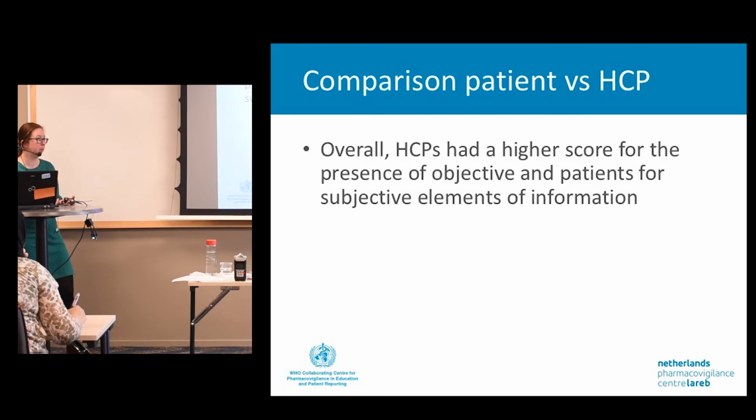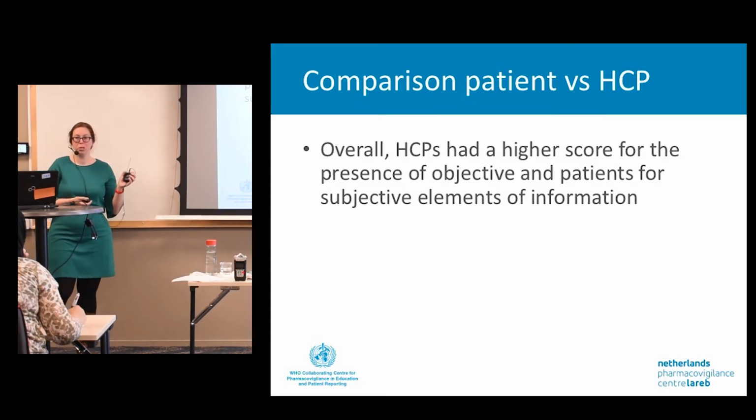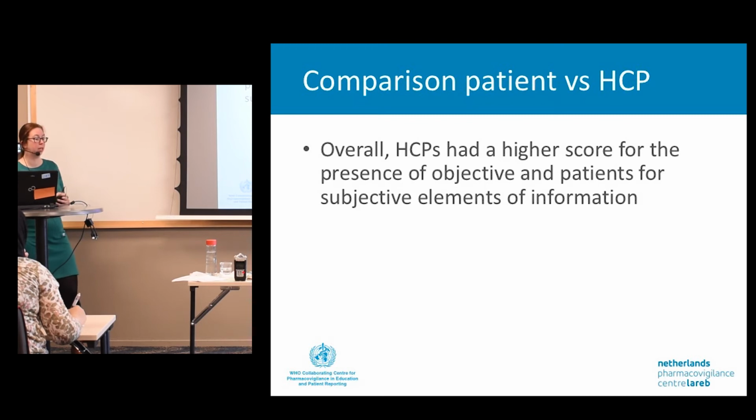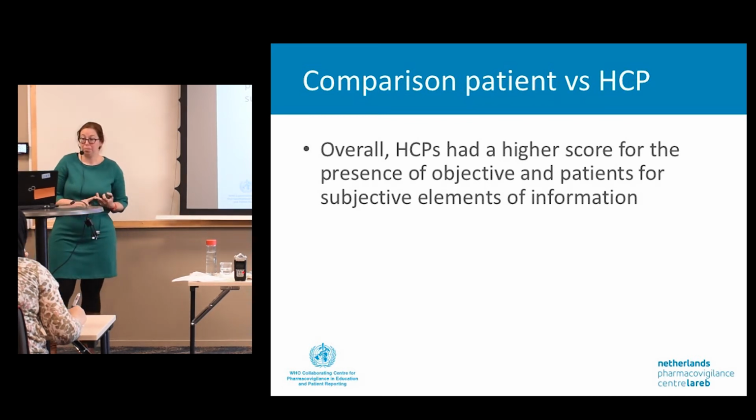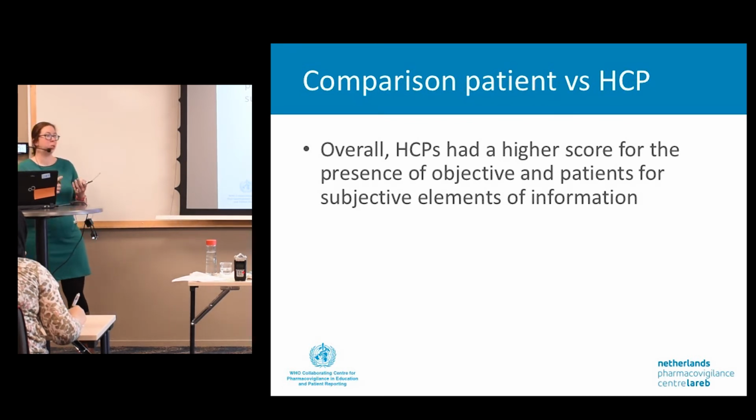Overall, healthcare professionals had a higher score of the presence of objective information. And objective information, for instance, for pharmacy reports, is the batch number, for instance. That is something that a pharmacist will give you. Or the exact dosage that the patient received. It's also in the pharmacy reports. For instance, a medical specialist was able to give you more info on lab values. So that is objective info.